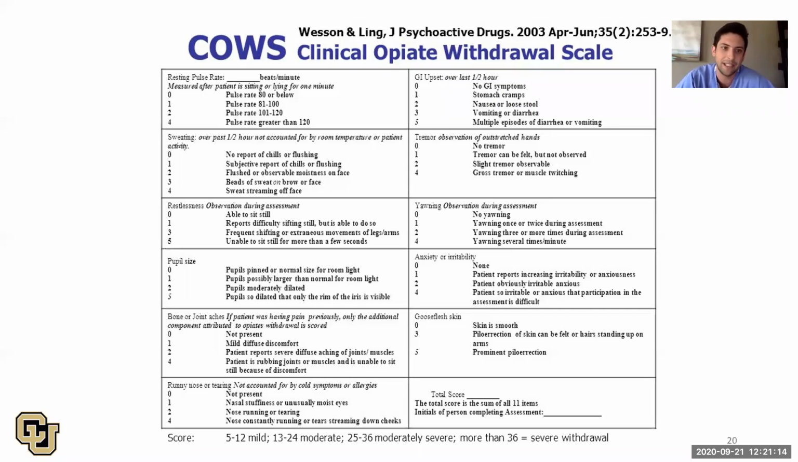So instead of having these objective things like pupil size, it'll say, I feel restless or I feel anxious. And it's equally validated to start on it. So if you're doing a home induction, you can give them that to start out with too.